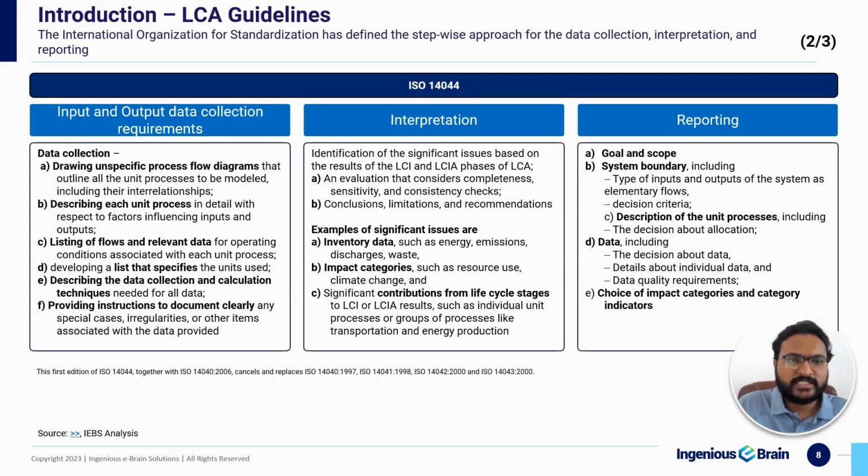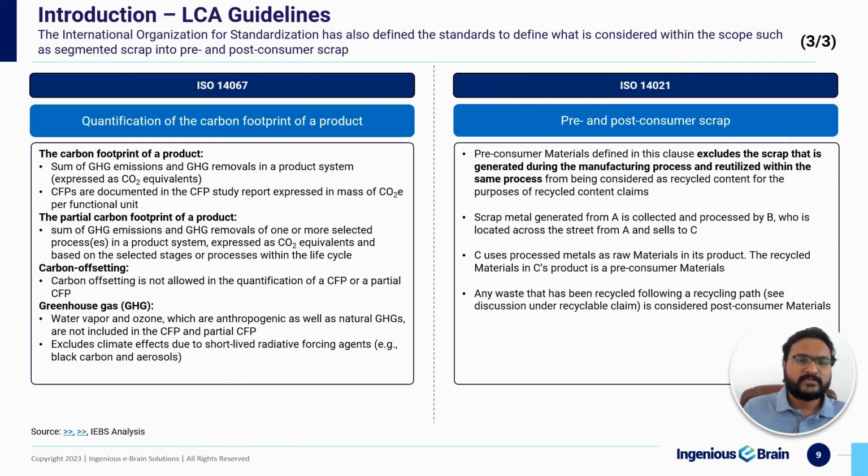Some of the ISO standards talk about what kind of inputs and outputs are required for effectively conducting the studies, and what interpretation as well as reporting methodologies need to be followed. Some ISO standards provide guidelines around other crucial aspects like considering the pre and post consumption scrap or carbon offsetting processes, etc.